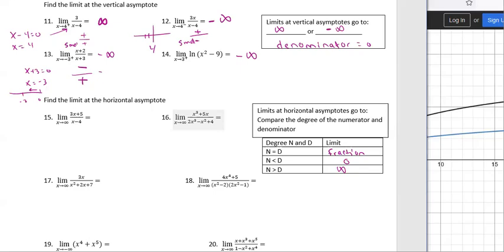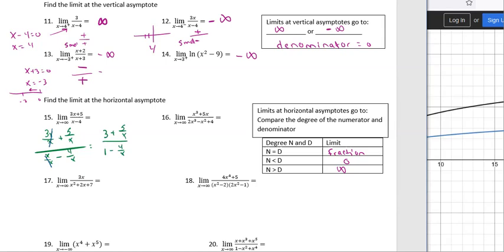So let's look at this first one right here. We have the limit as x approaches infinity of 3x plus 5 over x minus 4. So the way you would go about solving this is you would divide everything through by the highest power of x. So that would look like 3x over x plus 5 over x all over x minus 4 over x, because our highest power of x is just x to the first. Well, then these x's would cancel, these would cancel. So you would be left with 3 plus 5 over x over 1 minus 4 over x.